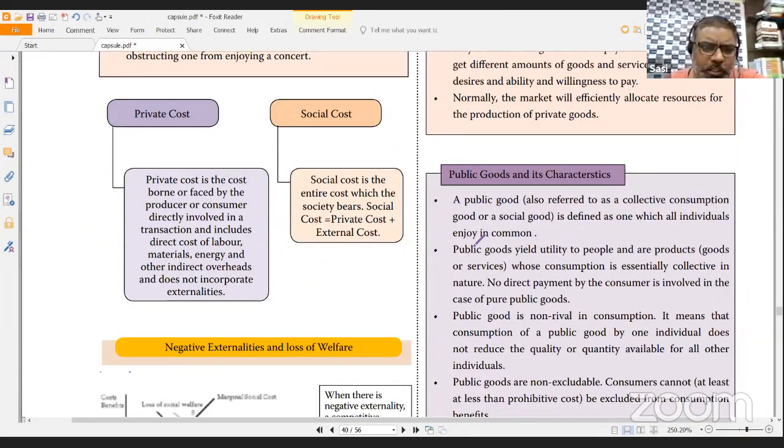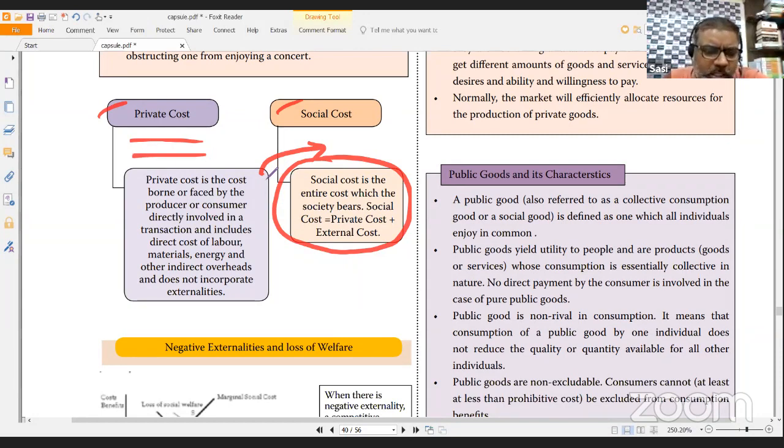Now, within the context of externalities, the difference between private cost and social cost is also important. Normally, a person who is causing externality will only think of private cost. But the problem is, it will not only cost him, it will cost the society also, which is sometimes not quantified, not measurable. Even if it is measurable, it is difficult to attribute it to the person who has really caused that social cost.